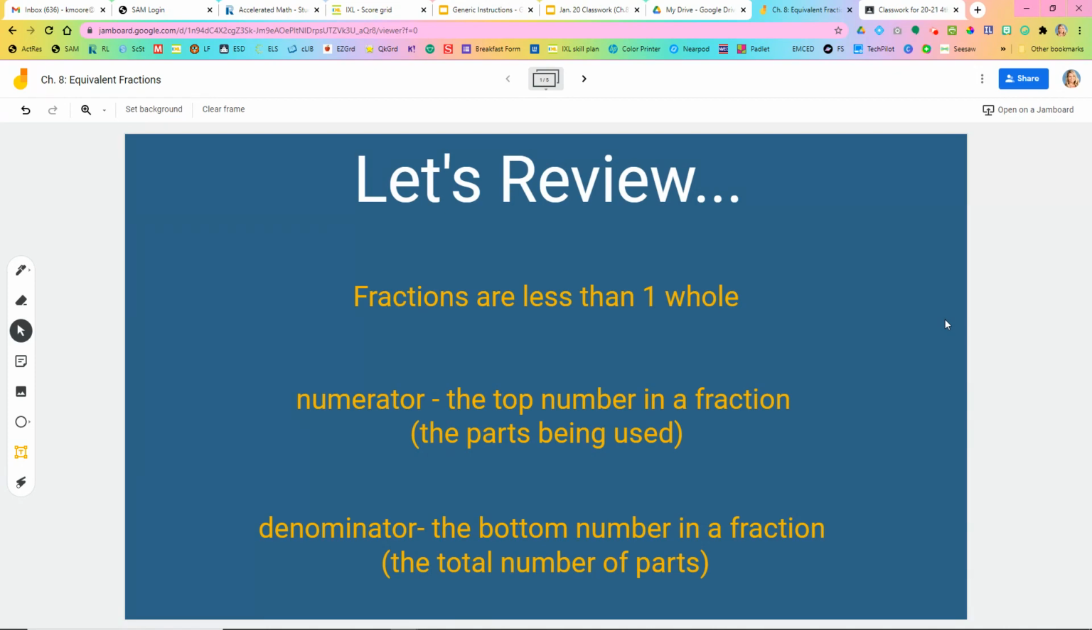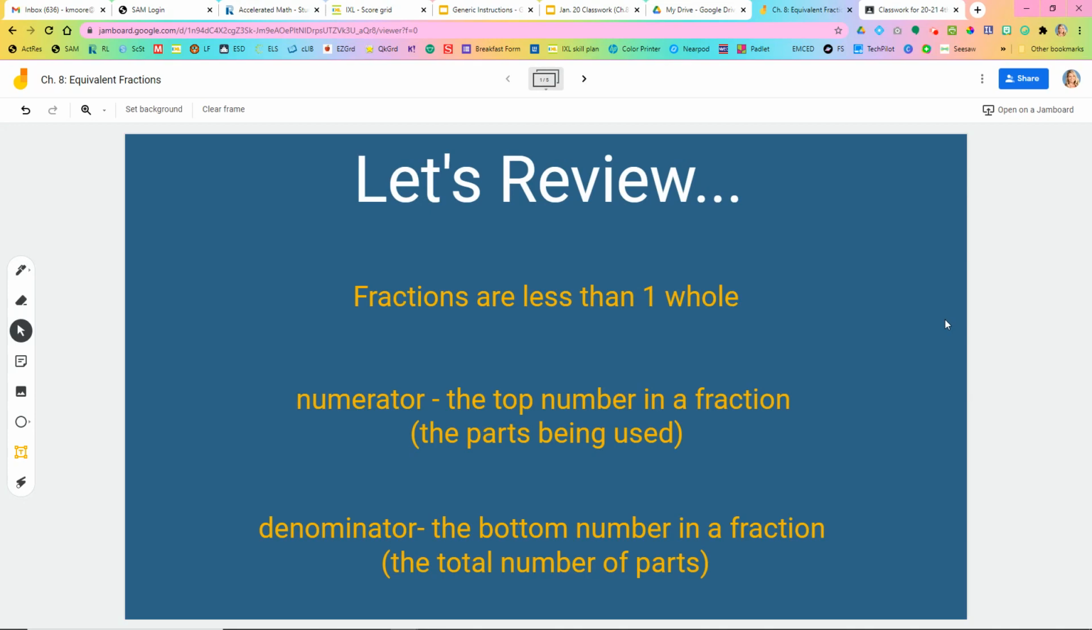We know that the top number in a fraction is the numerator. It's the parts that are being used, whether it's the parts that are blue or the parts that are white, or the parts that are shaded or not shaded. Whatever parts are being used or talked about, that's the numerator.